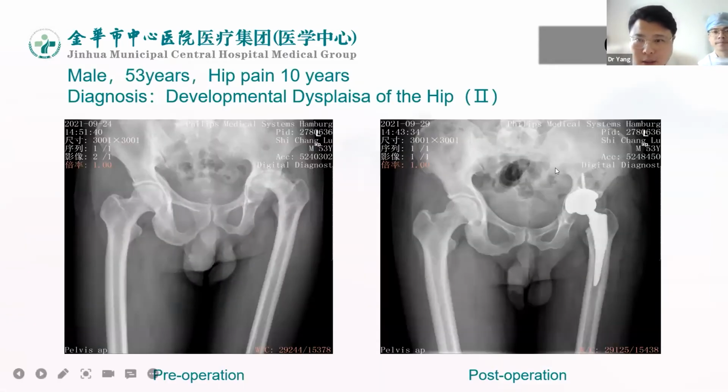So this is the X-ray after the operation. We found that the fixation of the cup is not so good. The size is the same, but the fixation is a little higher, or the rotation center is a little higher.